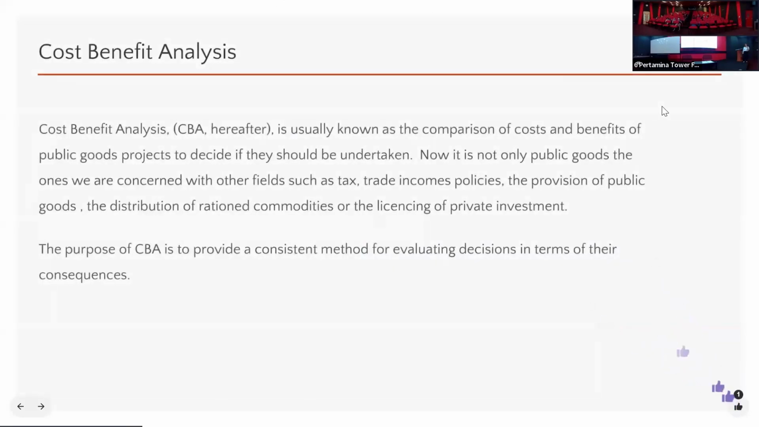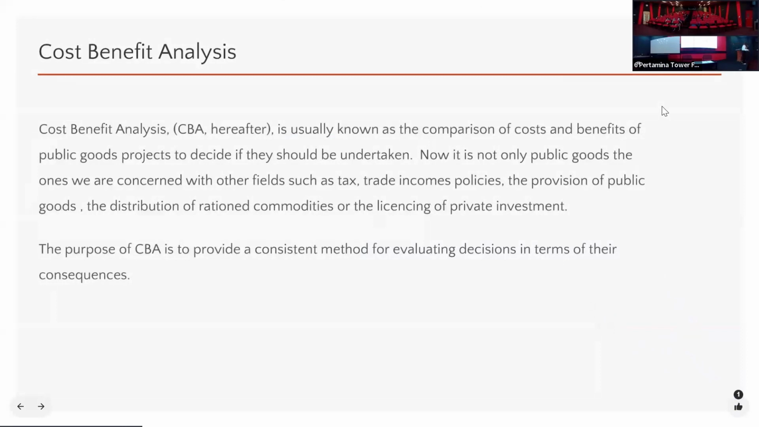Okay, so in order to allocate resources, how do we ask the government to do it? Well, we're going to ask the government to do cost benefit analysis. Cost benefit analysis is usually the comparison between costs and benefits of public goods or projects to decide if they should be undertaken.